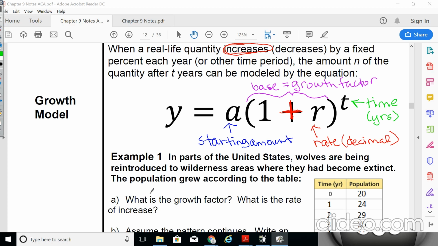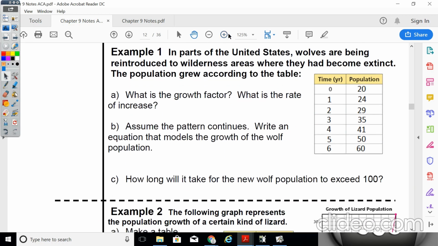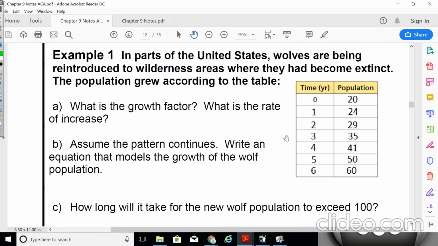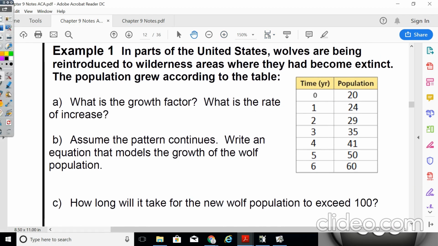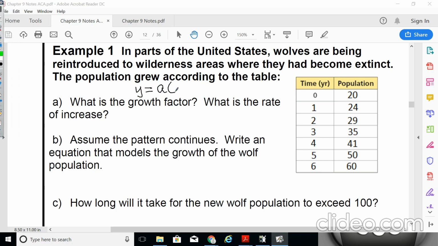So in example 1, it says, in parts of the U.S., wolves are being introduced into the wilderness areas where they have become extinct. The population grew according to the table. So let's look at the table. All right, so what is the growth factor?